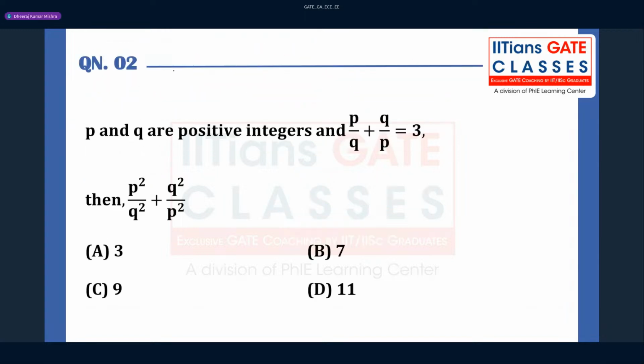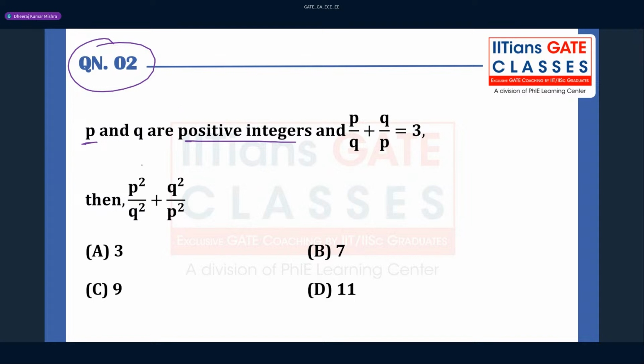Fine. So let's move to the next question. Question number two from basic algebra, guys. What they have given is p and q are positive integers, and p by q plus q by p equals 3. So this question is just like a class 8th question.